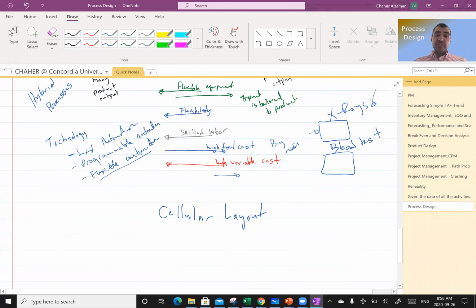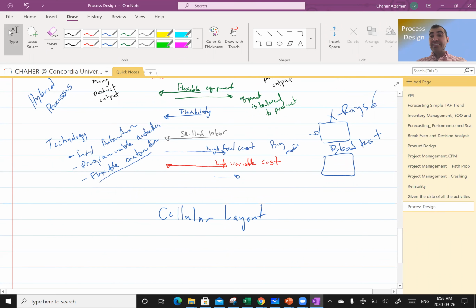So the cellular layout is going to provide more flexibility, and it's going to turn it into a semi-process layout, because you're going to be grouping machines. So we're going to group machines.